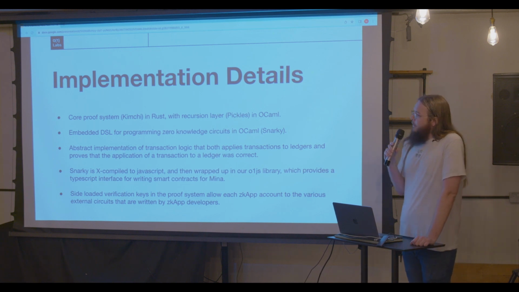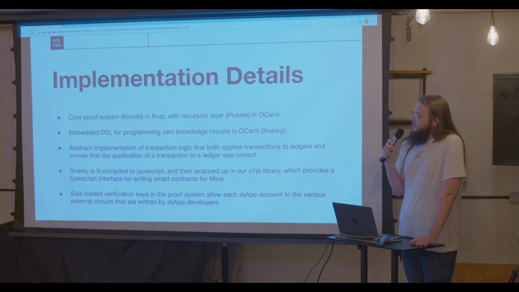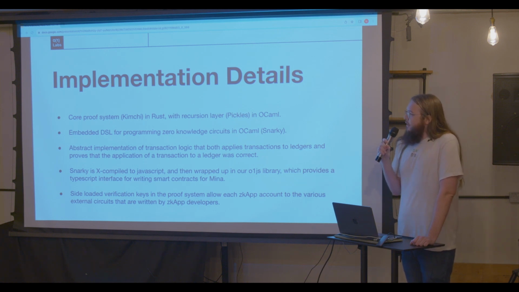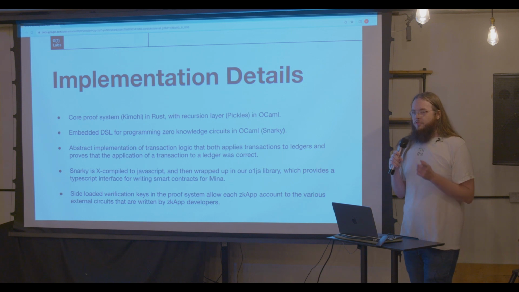So I'm going to talk a little bit about some implementation details about how Mina is implemented, and specifically ZkApps. We have a core proof system called Kimchi, which is written in Rust, and then a separate recursion layer called Pickles, which is written in OCaml. The way that we implement all of the circuits is we have an embedded DSL for zero-knowledge programming called Snarky. That's in OCaml. And at the protocol level, we have an abstracted implementation of transaction logic, which basically defines both how you apply a transaction and how you prove that a transaction was applied.